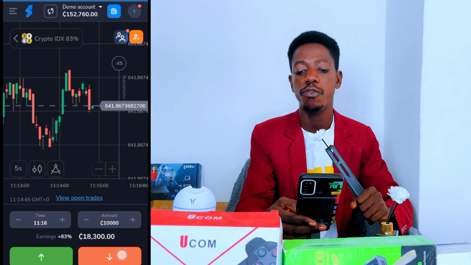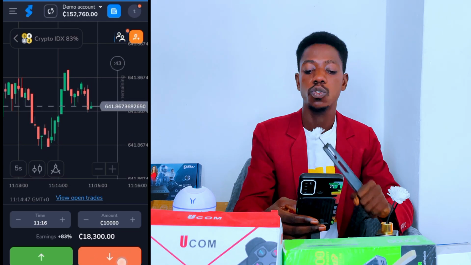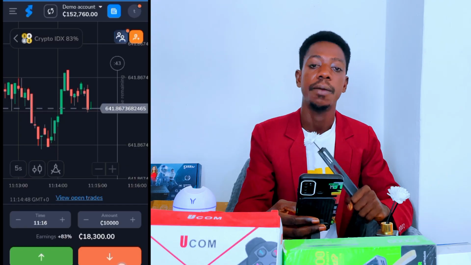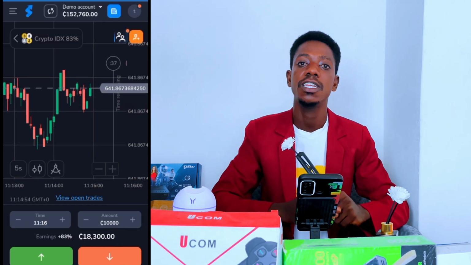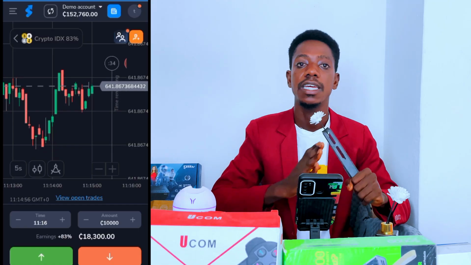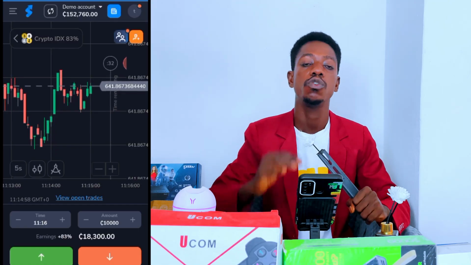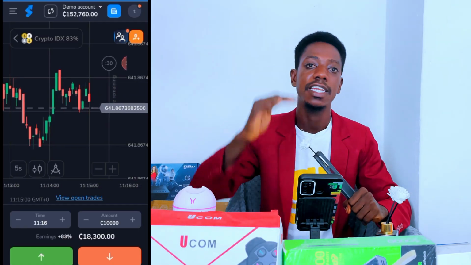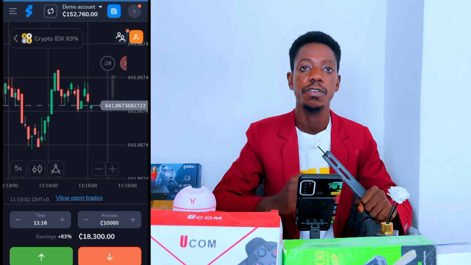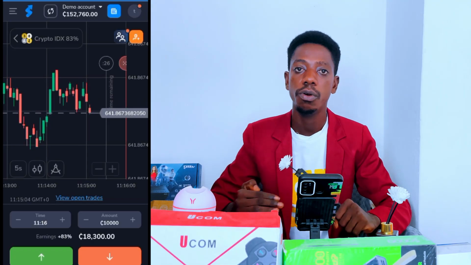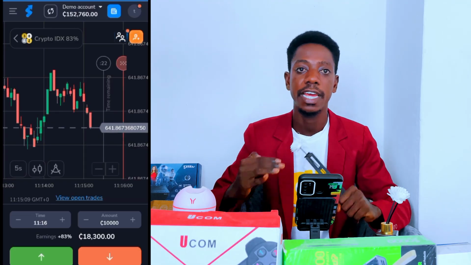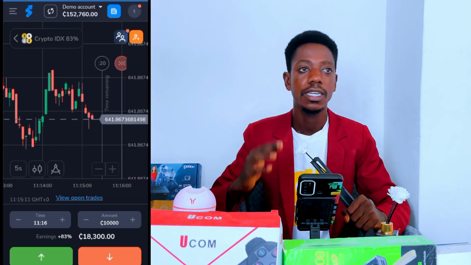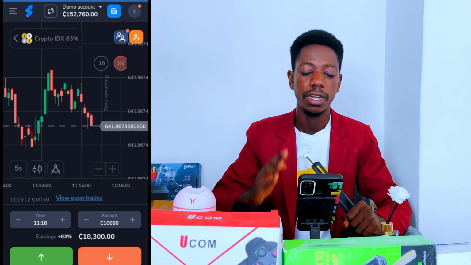Okay, and also if I go for the crypto IDX to go downwards and it goes downwards, I'm going to get 83%. So the thing is, the profit percentage that you are going to get has to hit the trend that you want. If you predict an upward trend and it is an upward trend, you get profit. If you predict a downward trend and it hits a downward trend, you make profit. But if you predict upward or downward and it goes against your prediction, that's where you lose your money. So you need to take note of that.